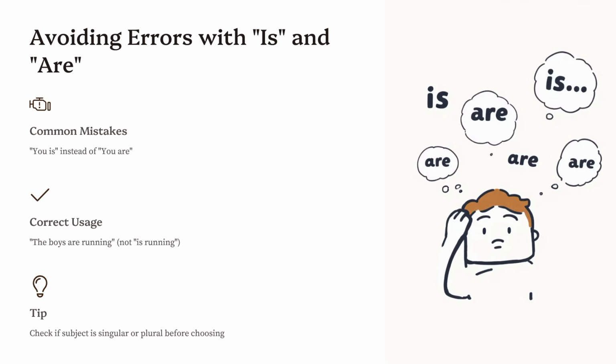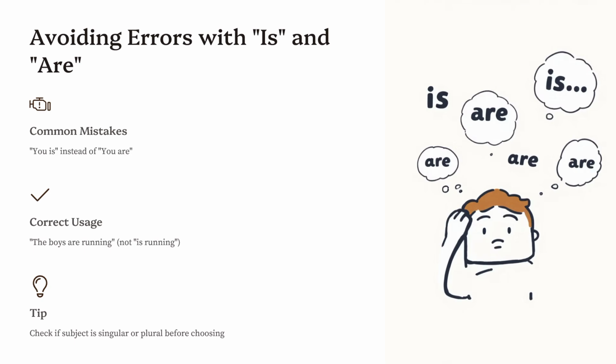Another frequent error is using is when the subject is plural. So for instance, the boys is running. Right? The boys is running. That doesn't work because boys is plural and is only works with singular subjects. So the correct sentence would be the boys are running. Here's where identifying whether your subject is singular or plural becomes super important. Right? So make it a habit to pause for a second and ask yourself, am I talking about one thing or more than one?